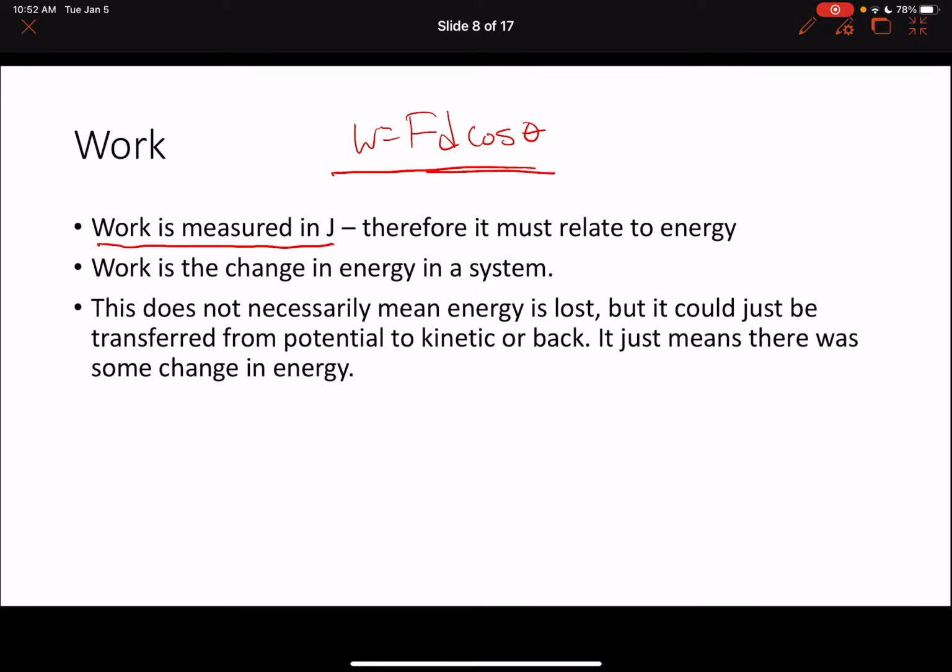We established that with the examples, therefore it must relate to energy. And so really when you think about work, you need to think that work is the change in energy in a system. It's a force acting over a distance. It's affecting the energy in that object somehow. It's not always adding energy necessarily. The energy may change, but it is changing it. So it's really just a change of energy.